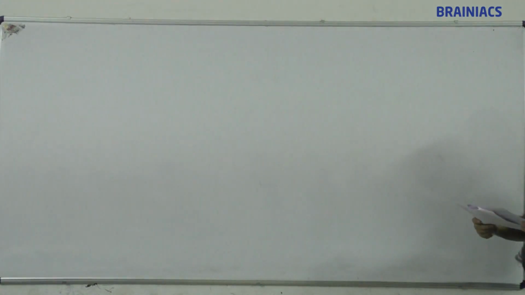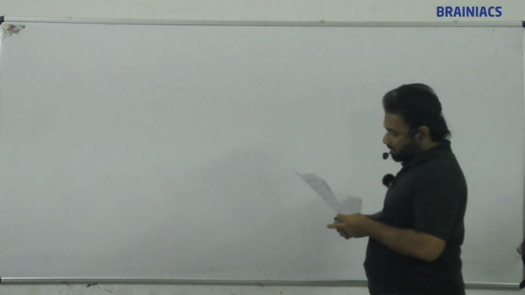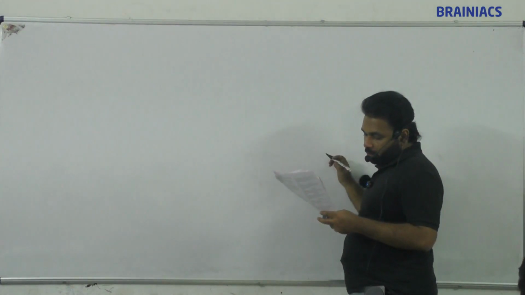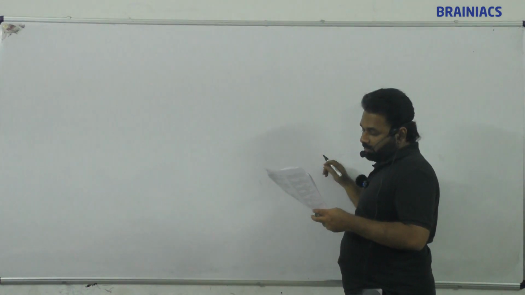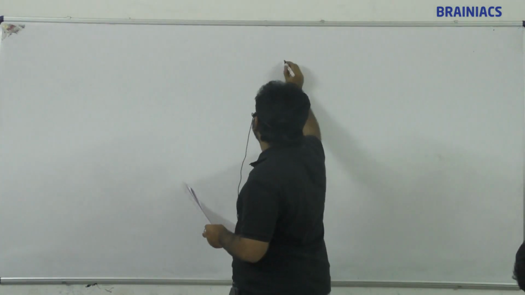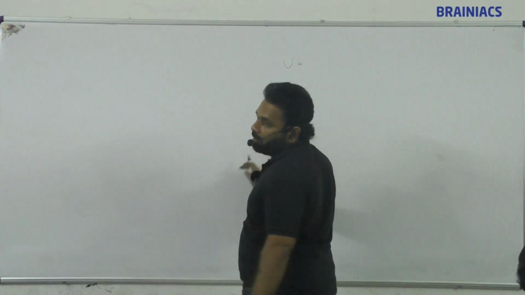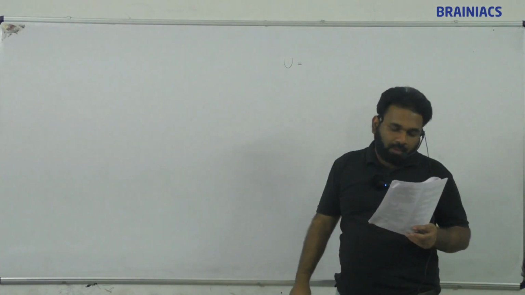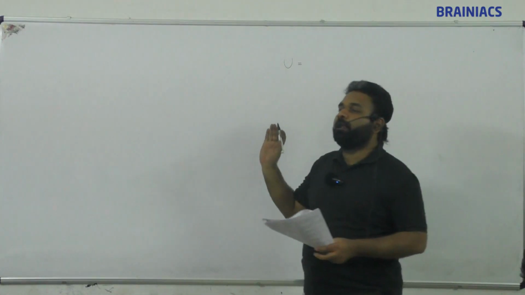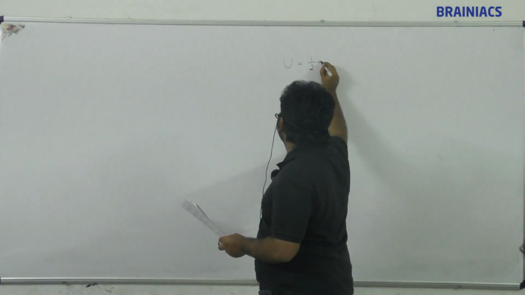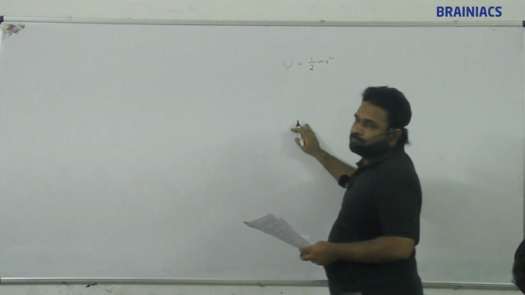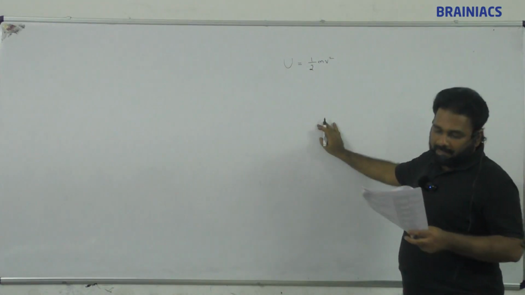Question number 45. A body is falling under gravity. When it loses potential energy by U, the speed is v. So the loss in potential energy is U, and at that time its speed is v. The loss in potential energy will be the kinetic energy.